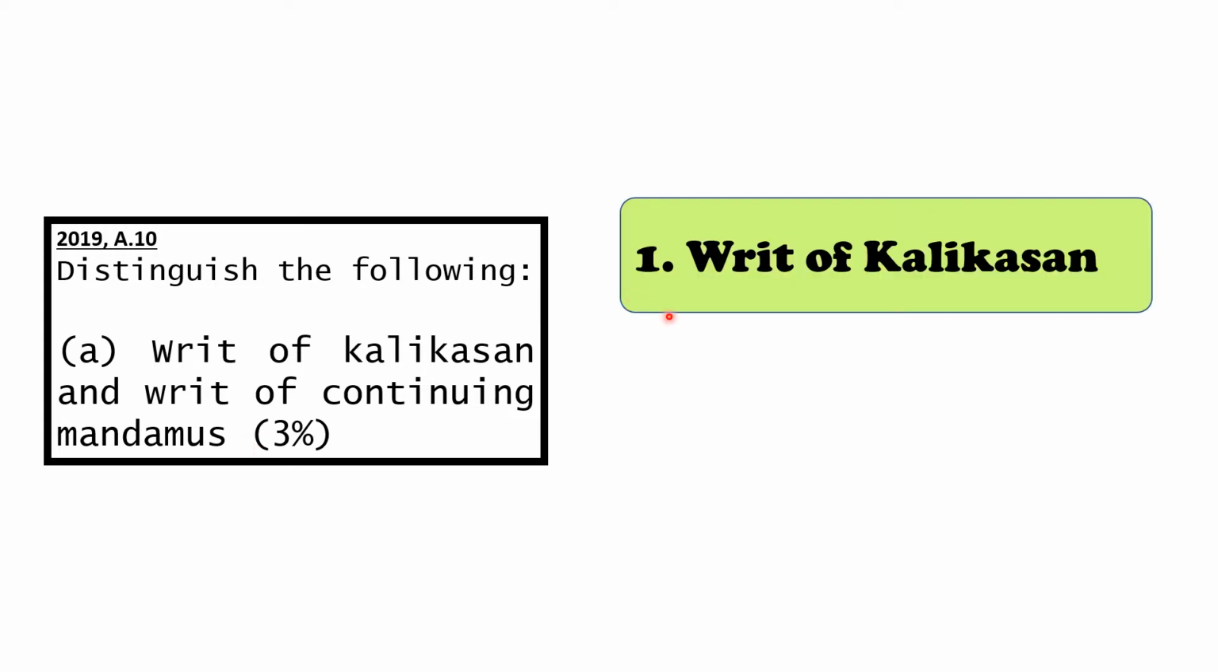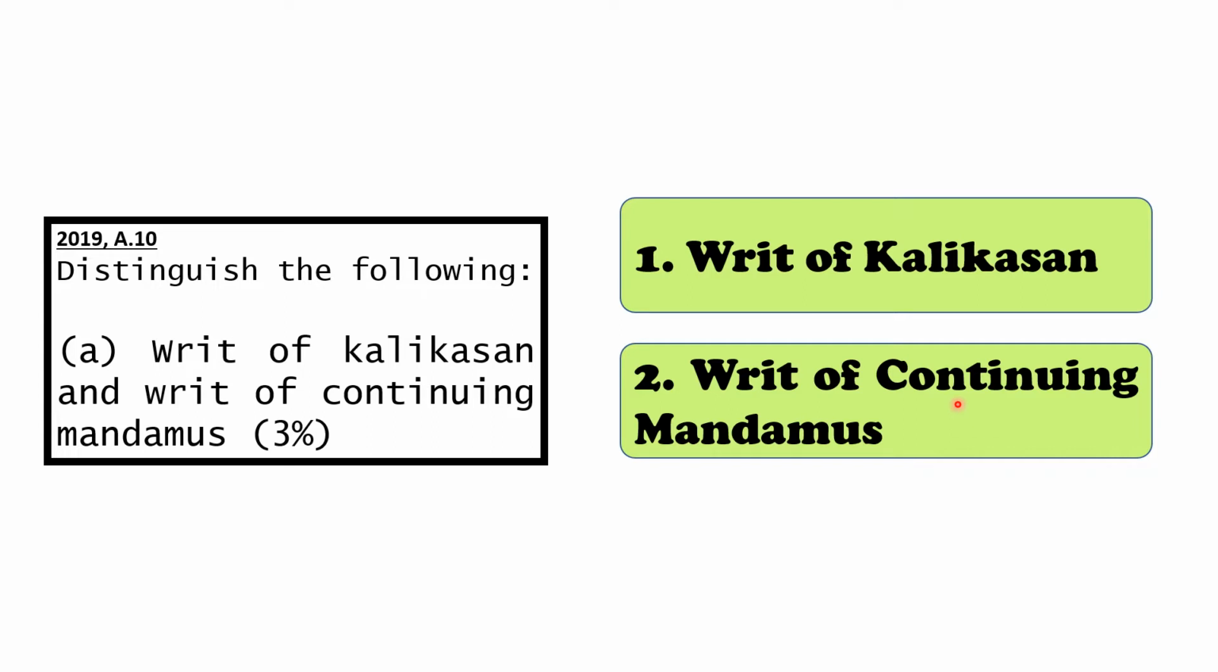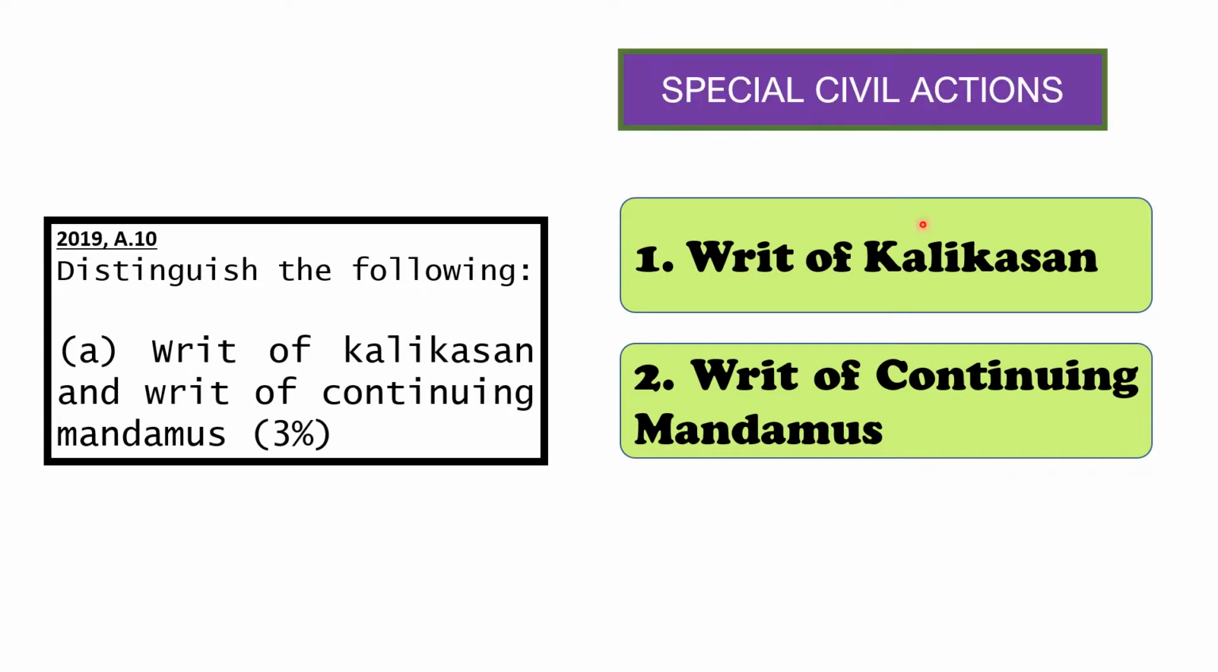2019 bar exam question: distinguish the writ of kalikasan from the writ of continuing mandamus. Why is the bar examiner asking you to compare these two? Because the writ of kalikasan and the writ of continuing mandamus are the two special civil actions mentioned in the Rules of Procedure for Environmental Cases.